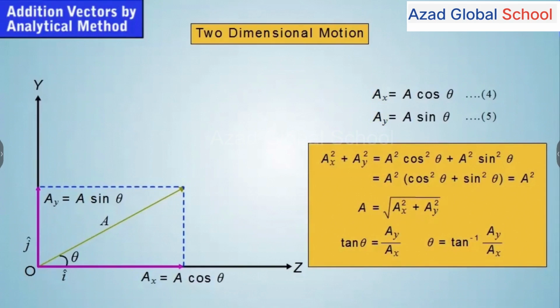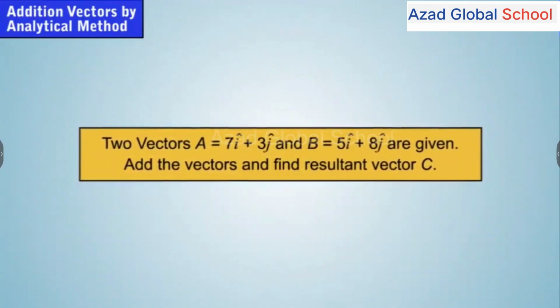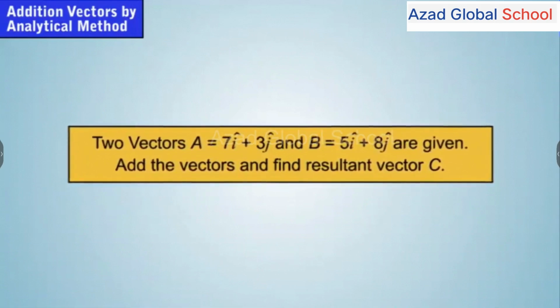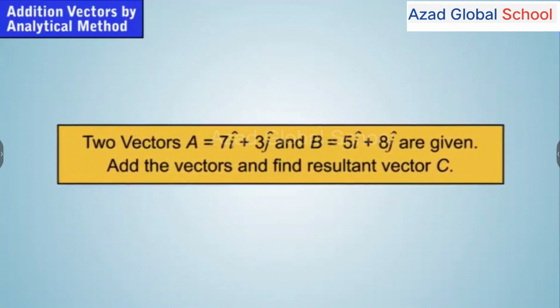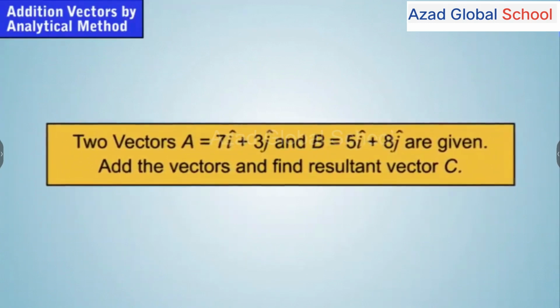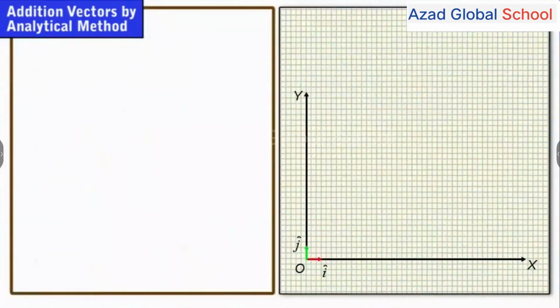Now, let us solve a simple problem to understand the procedure associated with this method. Two vectors A is equal to 7i plus 3j and B is equal to 5i plus 8j are given. You are asked to add these two vectors and find the resultant vector C. To understand the procedure clearly, you need to first solve the problem using graph paper.